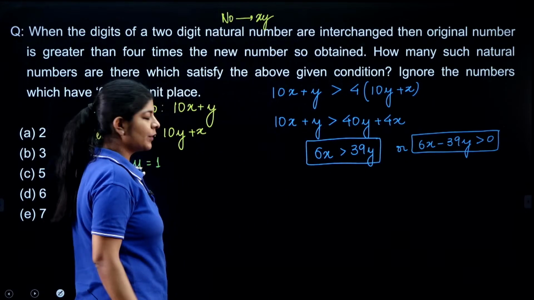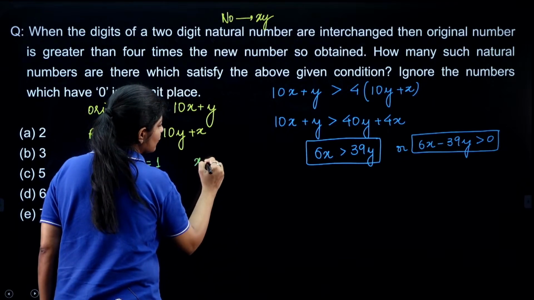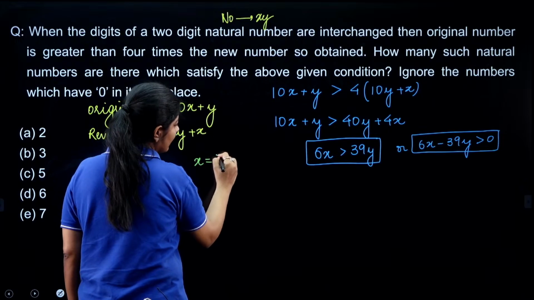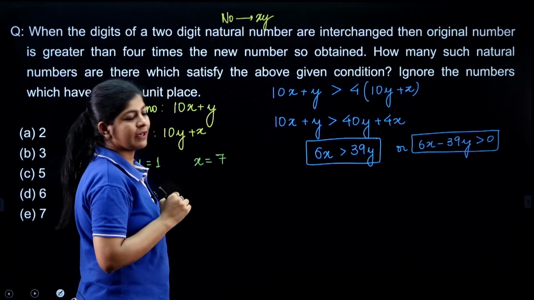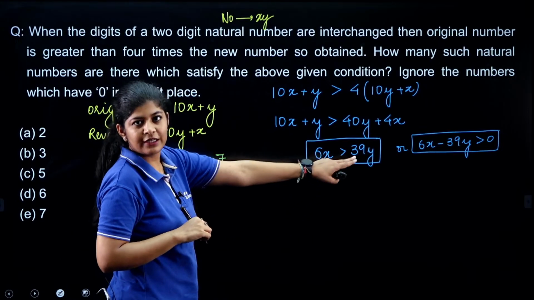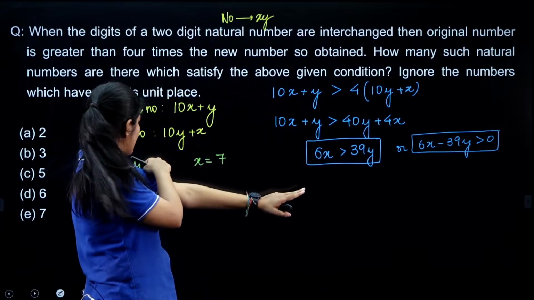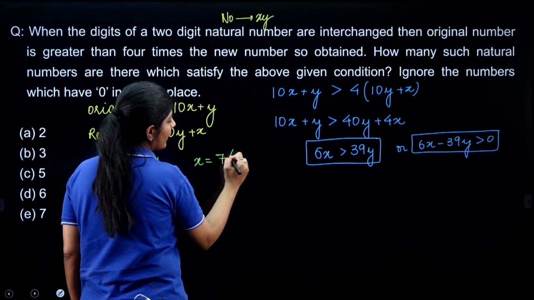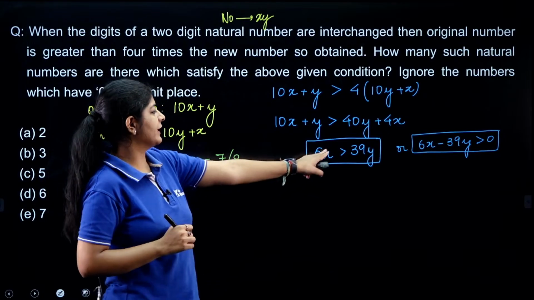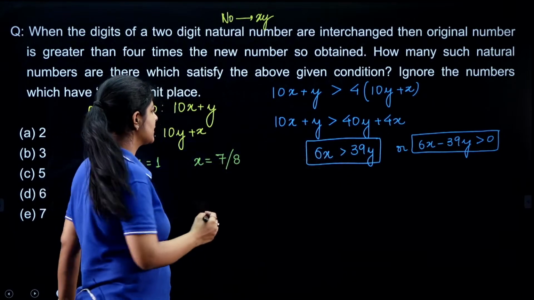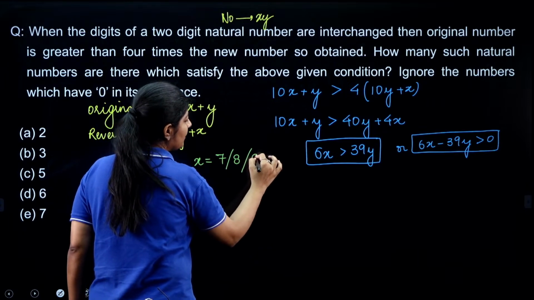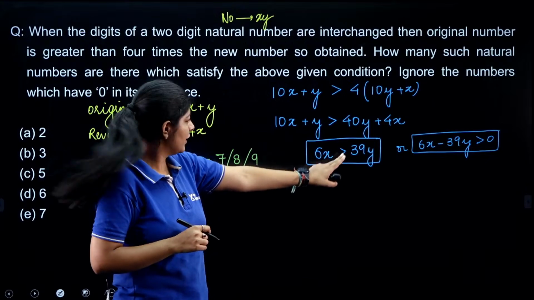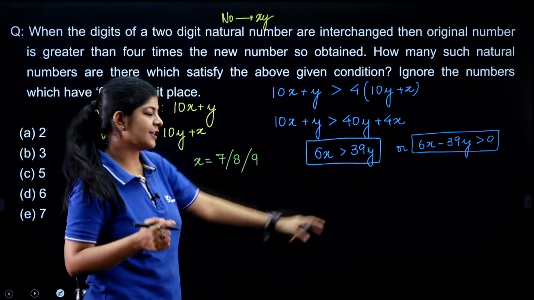If I put x equals 6, the equation is not satisfied. But if I put x equals 7, it becomes 42, which is greater than 39, right? As we are putting y equals 1. If we put x equals 8, it becomes 48, greater than 39, equation satisfied. If I put x equals 9, it becomes what? 54, which is greater than 39, satisfied.